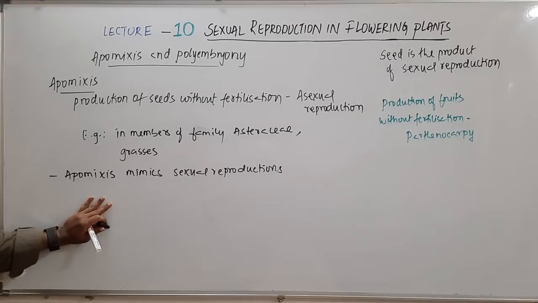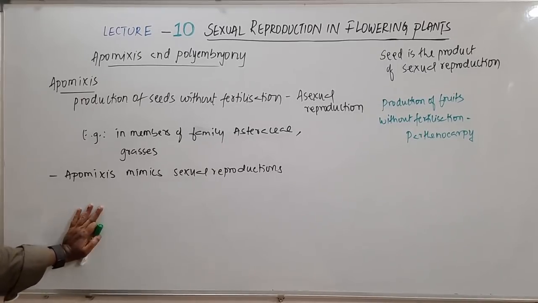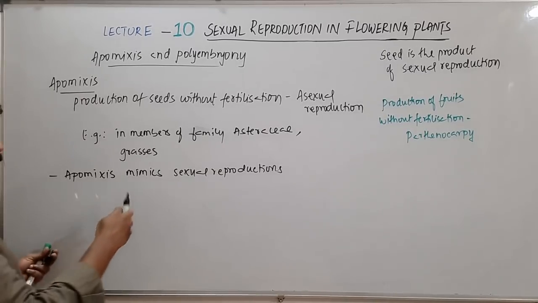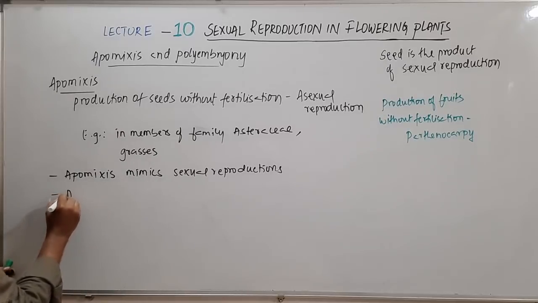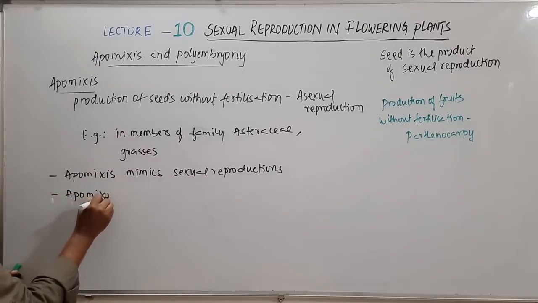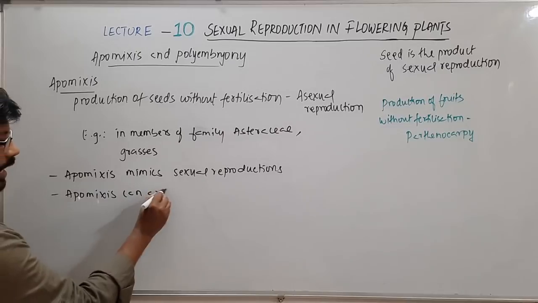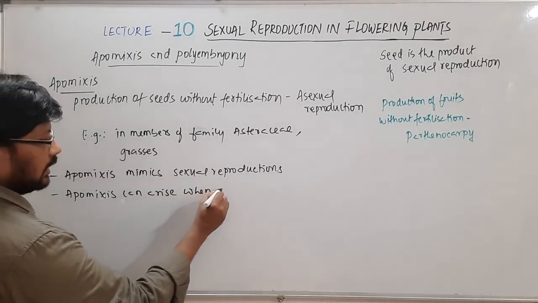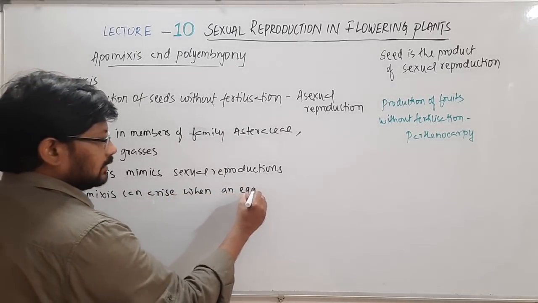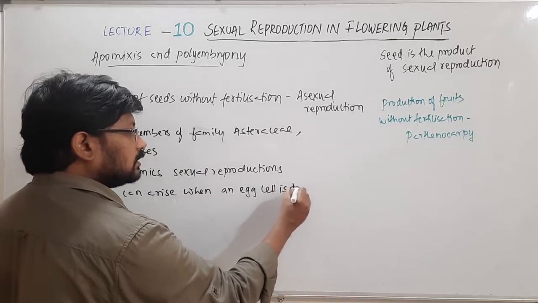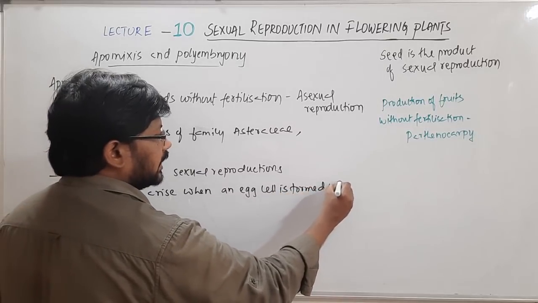So the question comes: how does apomixis arise? Apomixis can arise when an egg cell is formed without reduction division.